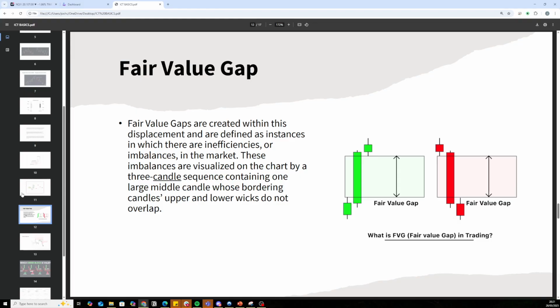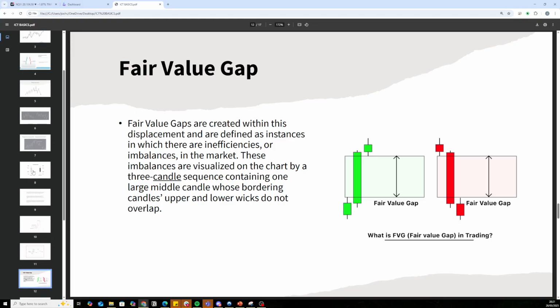What about when there is displacement that would give you multiple fair value gaps? What FVG would be considered a good one? I will cover that in a moment for you, don't worry.